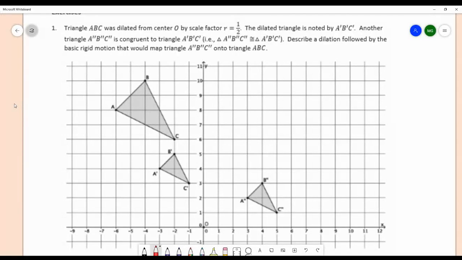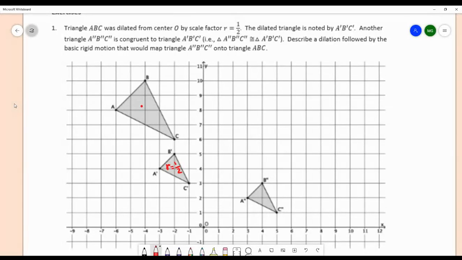So let's take a look. We're talking about our original triangles right here. Okay, here's our first one. And they dilated it and got our second triangle, which is here. The scale factor here was 1/2. And then they moved this triangle over to here. How can I get back? What do I need to do?